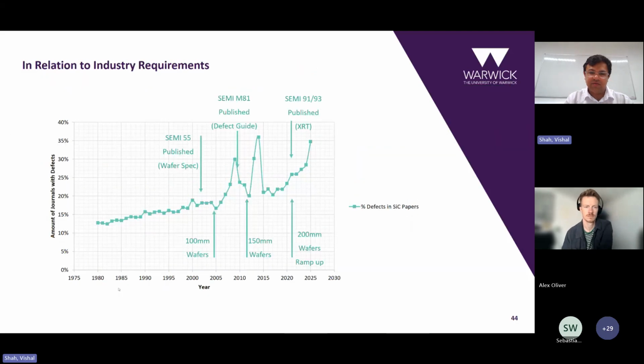And then just to plot this all on one graph so we can see it together, the wafer specs SEMI standard was published just before the 100 mm wafers came out. So that has been continually updated for these other wafers. The SEMI standard for the defect guide was published just before the 150 mm wafers, so that again has been updated. But the XRT measurement technique SEMI standard has only recently come into play, where people can start to understand how to crosstalk on those characterizations as well.